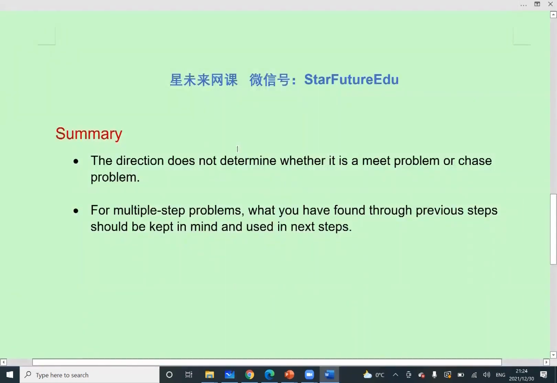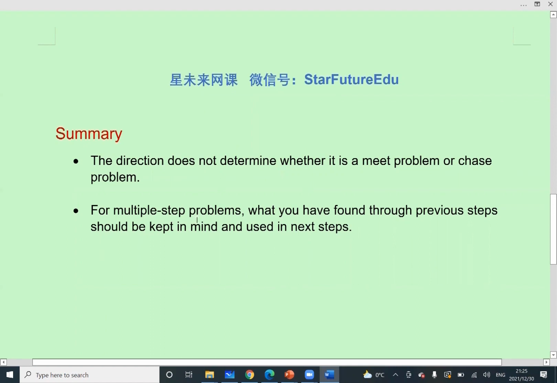So let's recap it. What have we learned from this problem? Firstly, the direction does not determine whether it's a chase problem or a meet problem. What determines it is what you know and what you need to find. When we know the difference of the distances traveled by the two persons and also the difference of their speed, and you need to find the time they spent traveling, it is a chase problem. When you know their speed and the time they spent traveling, and you need to find the total distance traveled by them, it is a meet problem.